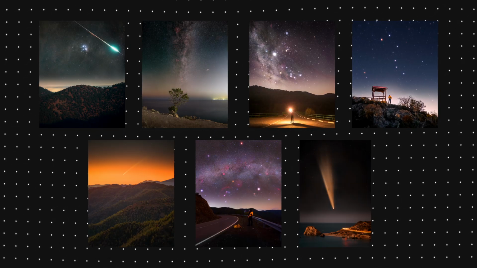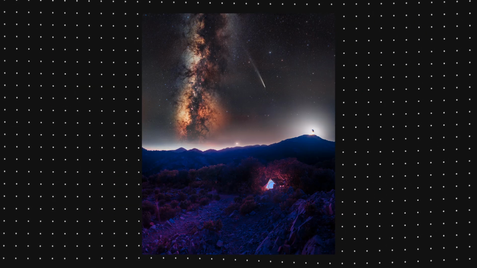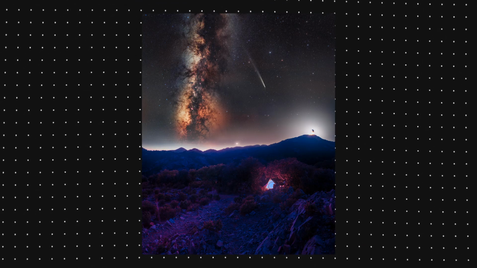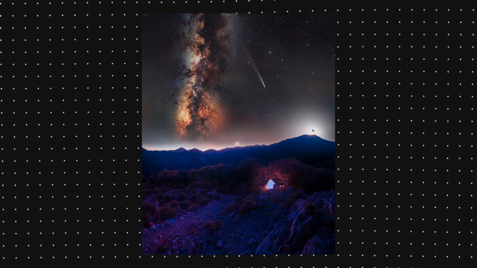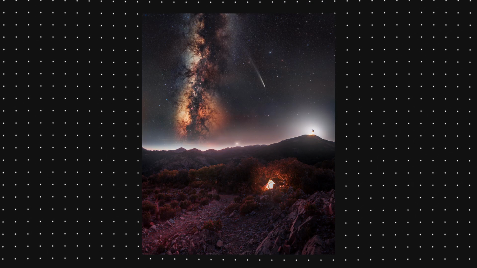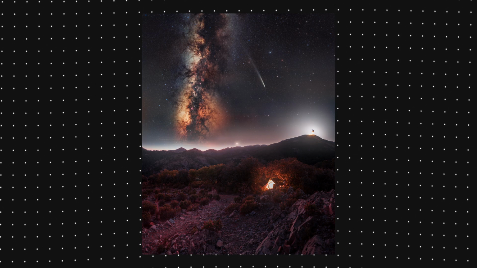But white balance isn't just about the sky. Look at this image. Something seems off, right? That's because the white balance of the sky and the foreground don't match. Now look at how much better it gets when they match. So remember, when you take a separate foreground exposure, always match its white balance to your sky.